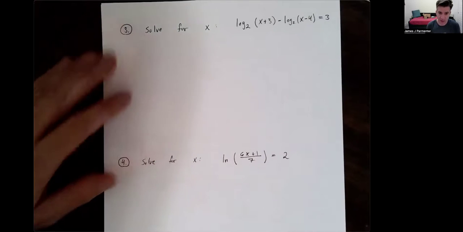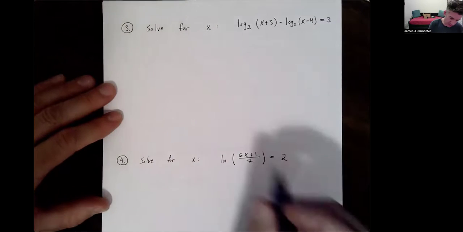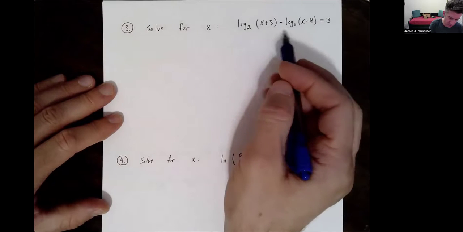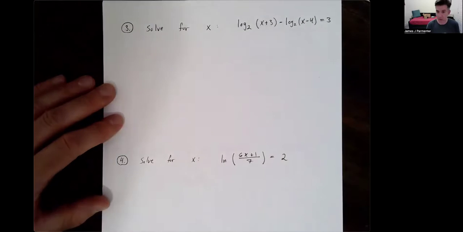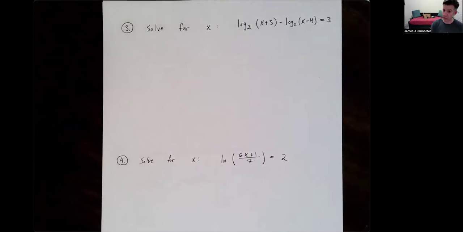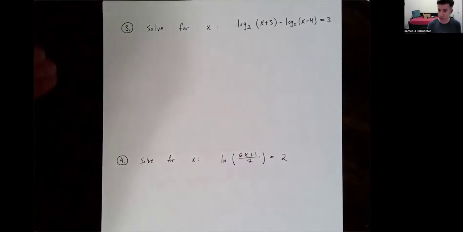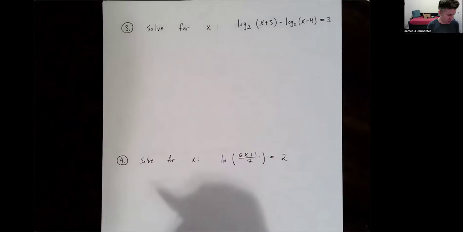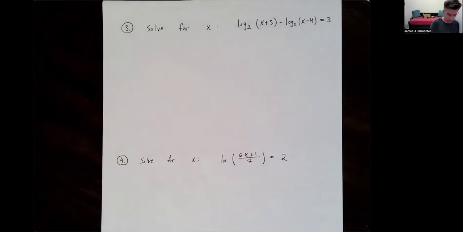So, solve for x, where the equation is log base 2 of x plus 3 minus log base 2 of x minus 4 equal to 3. So the first thing we're going to do whenever we're trying to solve a logarithmic equation is, if we have multiple logarithms, we're going to compress them using those log rules. I'm going to show them to you again.